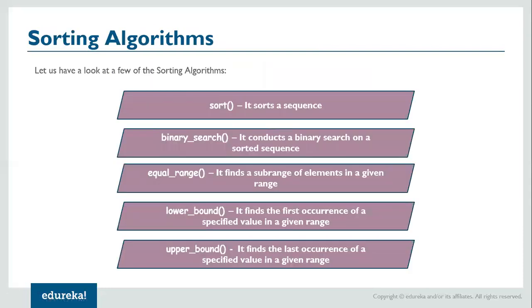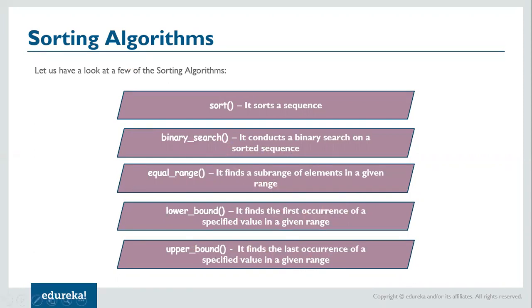Then after that we have sorting algorithms. So what are sorting algorithms? We have sort, which sorts a given sequence. For example, binary search conducts a binary search on a sorted sequence. Then you have equal range, which finds the subrange of an element in a given range. Lower bound is there, then upper bound is there. Lower bound finds the first occurrence of a specified value in the given range. Upper bound finds the last occurrence of a specified value in the given range. So basically these are sorting algorithms where you perform various operations on the container by applying them.